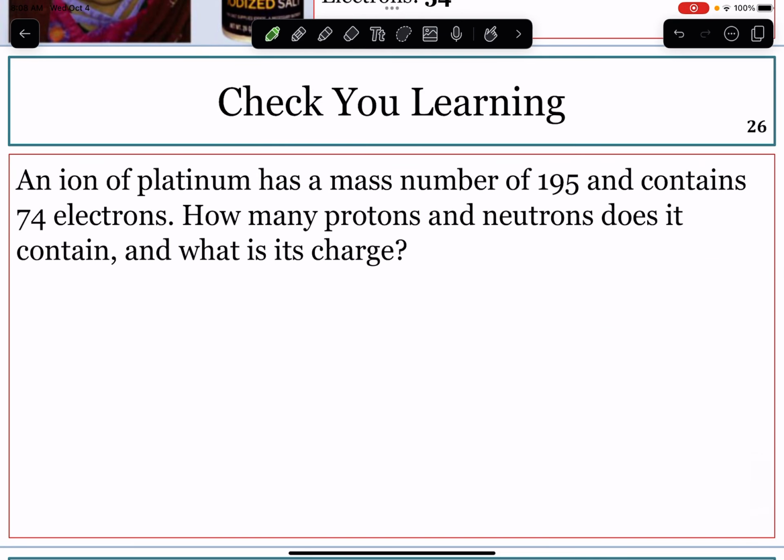An ion of platinum has a mass number of 195 and contains 74 electrons. How many protons and neutrons does it contain, and what is its charge? Pause to solve this problem.